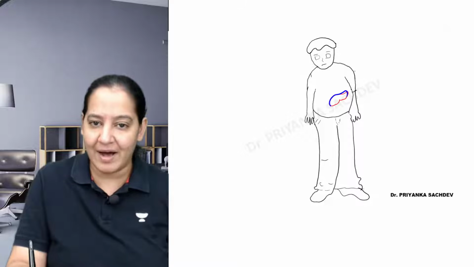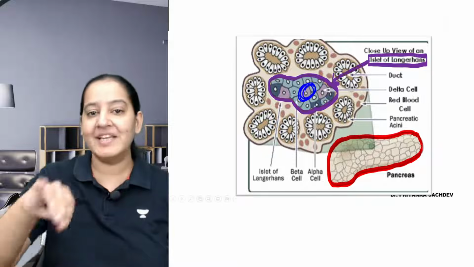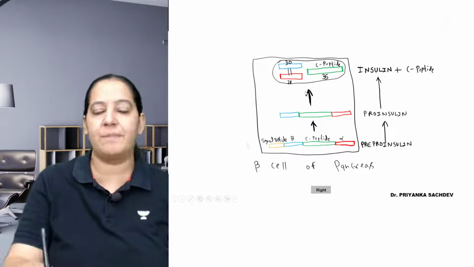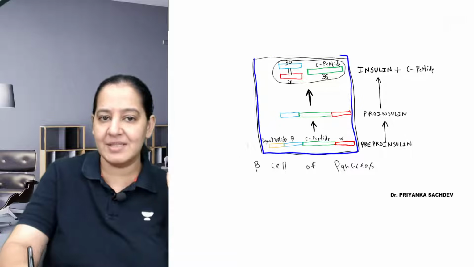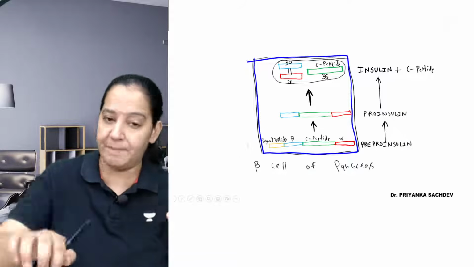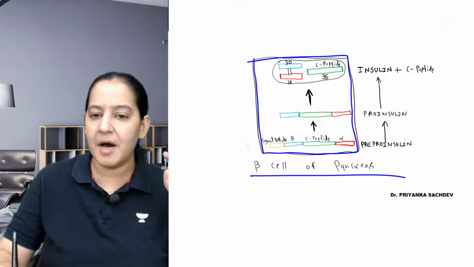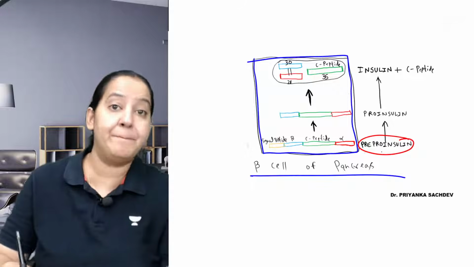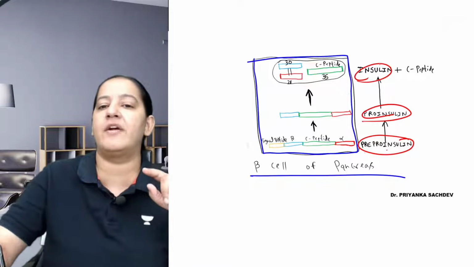So in the pancreas, inside the beta cell, can you see this is the beta cell? I have drawn one of them. Now imagine this cell is inside the beta cell of the pancreas, right? Now, how is insulin synthesized? First, a pre-pro insulin is formed. Then it will convert into pro-insulin. And then it will convert into insulin and be released in the blood.